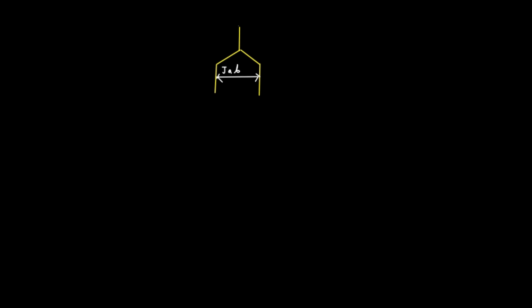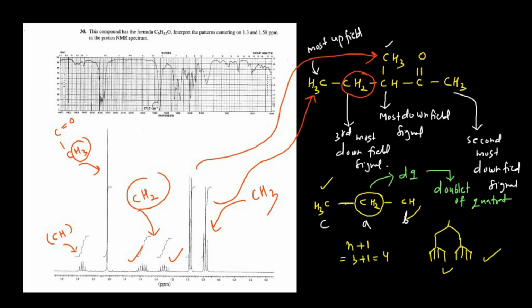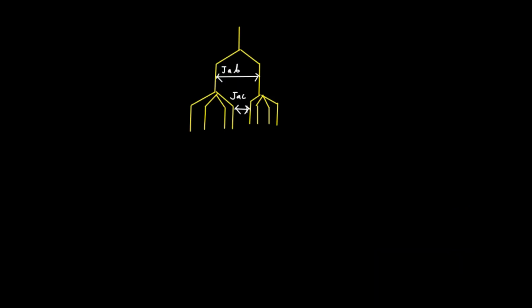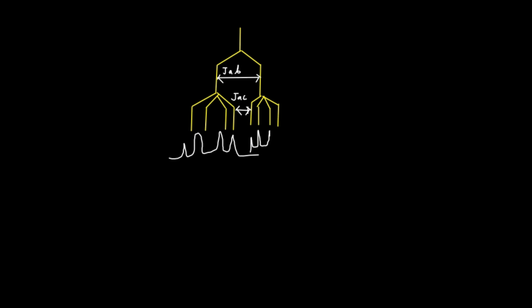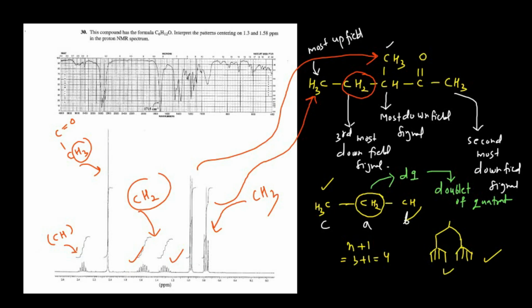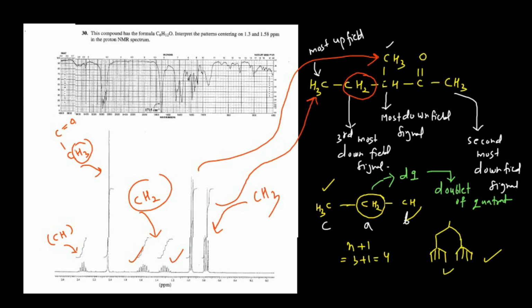You can draw it like this, and this is basically your JAC. Why JAC? Previously it was coupled with this one, JAB. Now it is coupling with this one, that is JAC. And you have this 1, 2, 3, 4, 5, 6, 7, 8. This pattern you are having. I'm drawing the peaks here. So this will produce a pattern like that. They are quartets. This is known as a doublet of quartets. So this CH2 will produce a doublet of quartets.